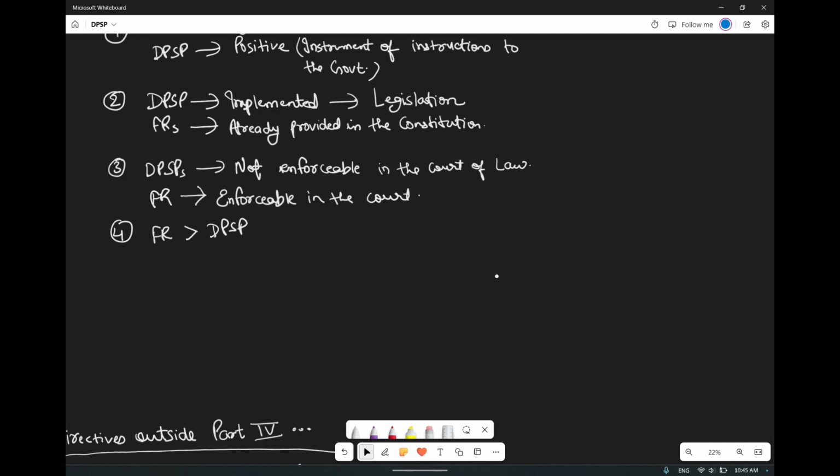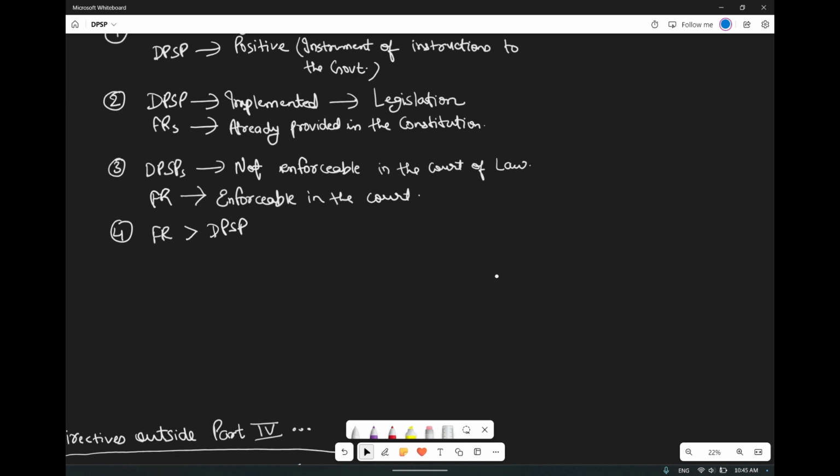The attempt to confer primacy upon the directive against the fundamental right was foiled by the decision of the Supreme Court in the Minerva Mills case, to the effect that a law would be protected by Article 31C only if it has been made to implement the directives in Article 39B and C, and not any of the directives included in Part 4. Whatever that is, we'll see.